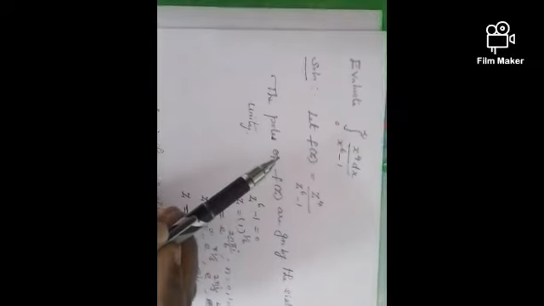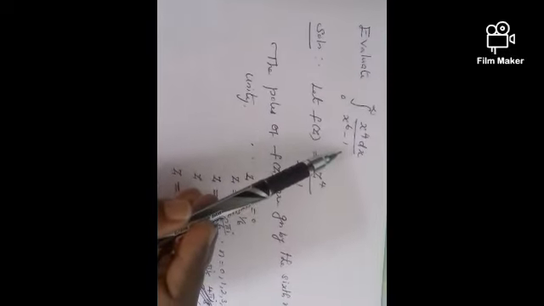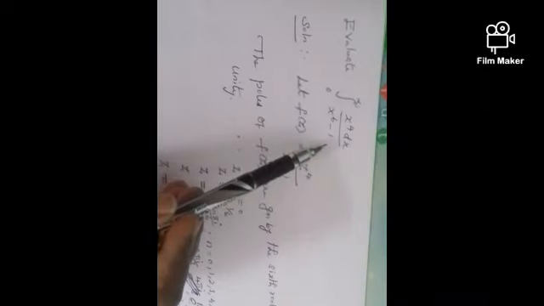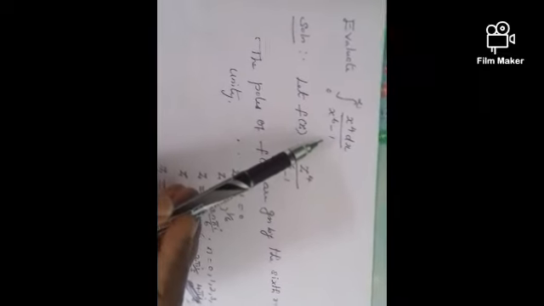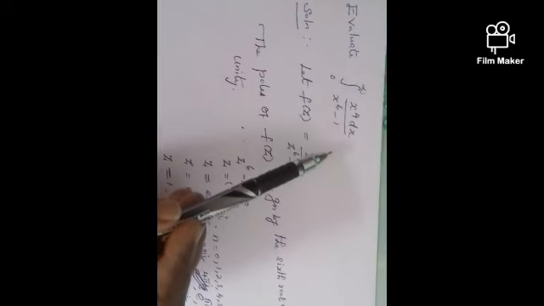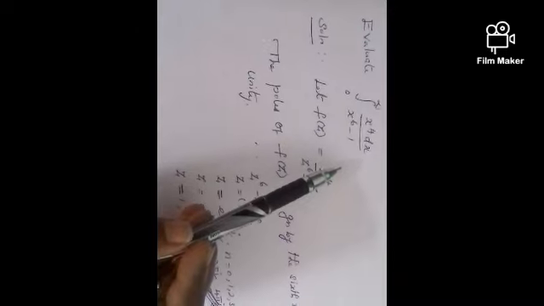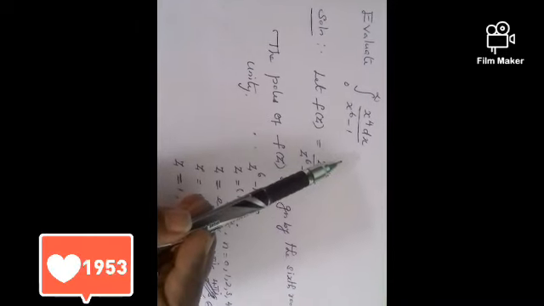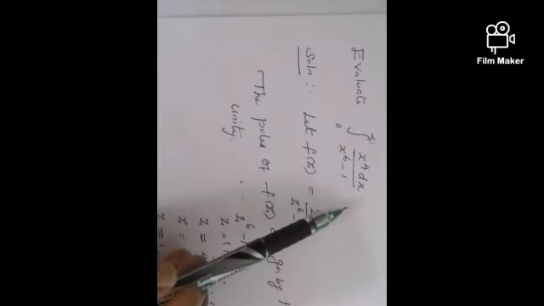Hi viewers, today we see how to evaluate the integral from 0 to infinity of x^4 divided by (x^6 minus 1) dx. It is an improper integral involving only a polynomial function. Here f(x) = x^4 / (x^6 minus 1) = g(x) / h(x), where the degree of h(x) is greater than the degree of g(x) by at least 2. Let us see the solution.